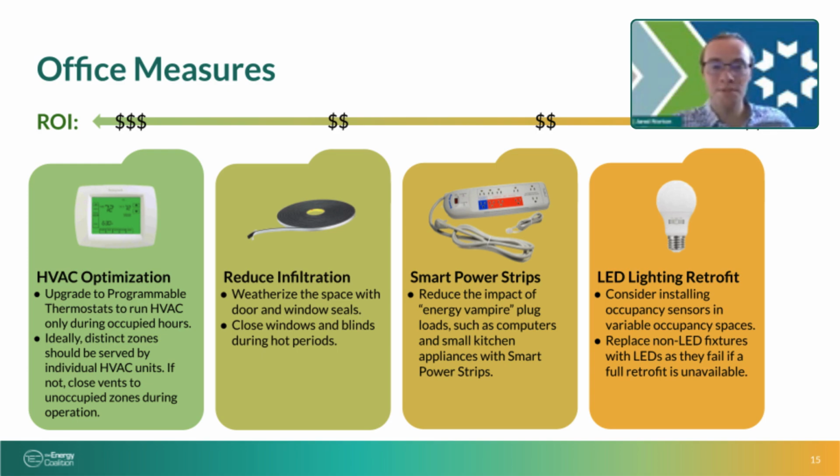Smart power strips are a good investment for office spaces. They stop plugged-in equipment from drawing power, even when not technically in use. You can set schedules in these smart strips, and they simply reduce plug loads in the space.